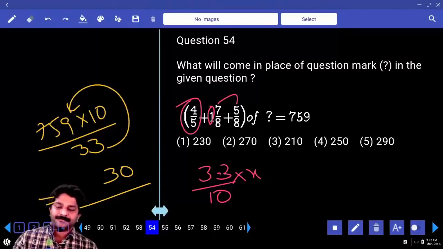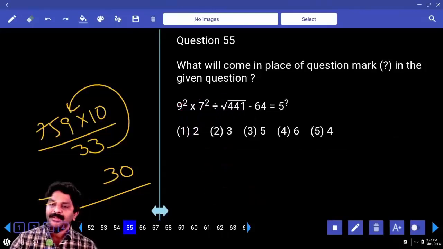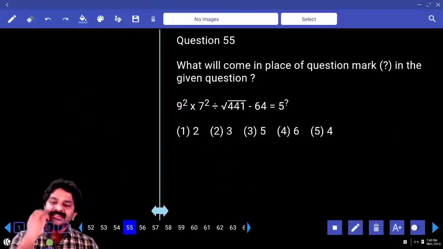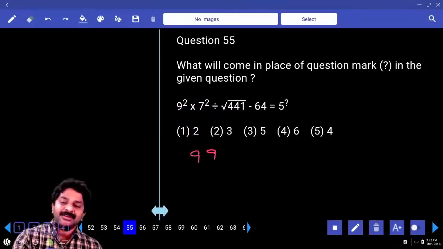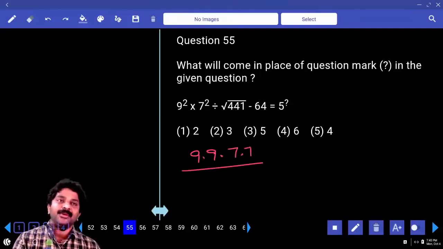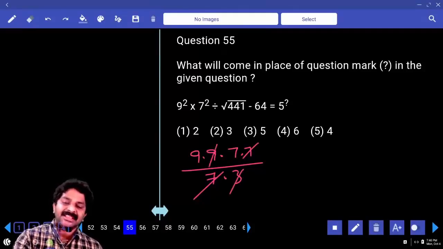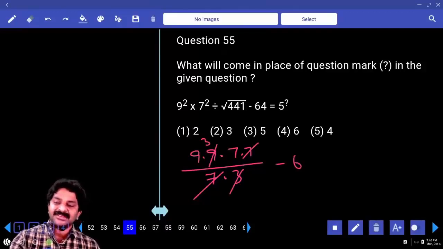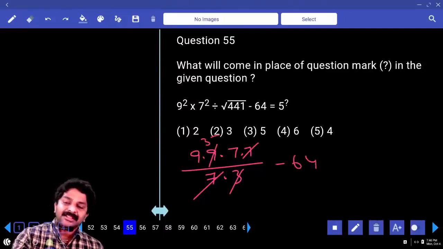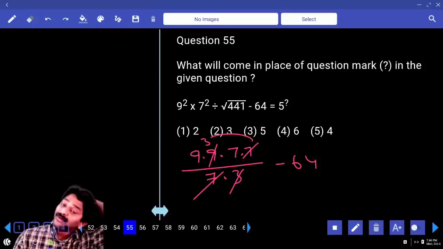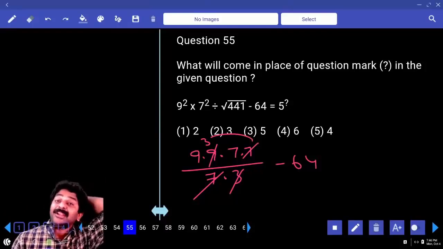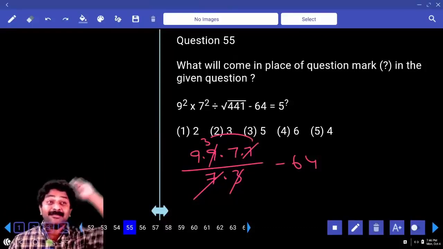Is that clear? Next, 9 square into 7 square. I'll write it as 9 into 9, 7 into 7. Is that okay? Divided by under root of 441. 21 can be written as 7 into 3 only. 7, 7 cancel, 3 times, minus 64. Okay. 3 into 7, 21, 9 times we have 189.